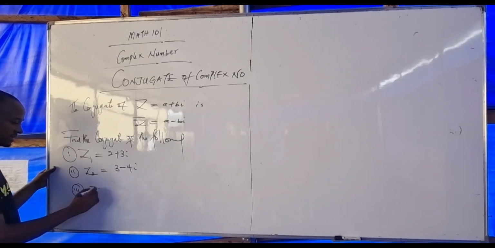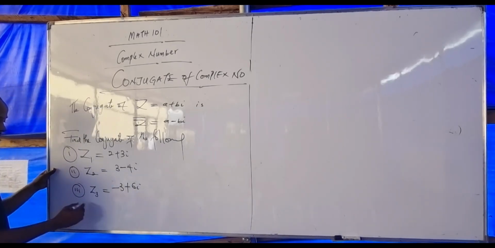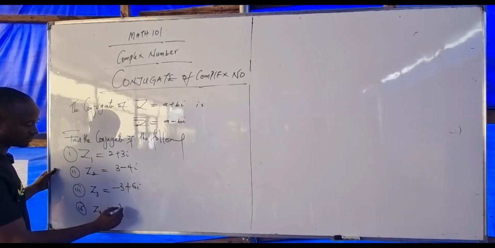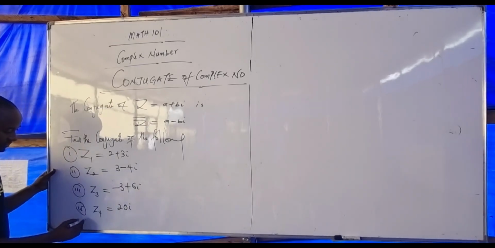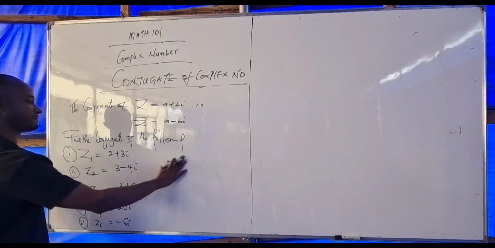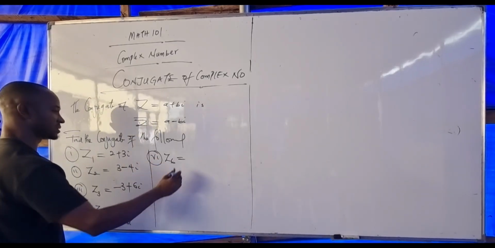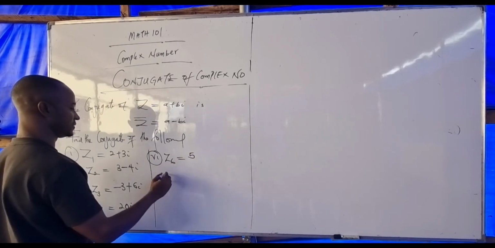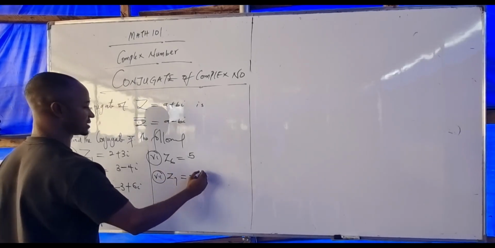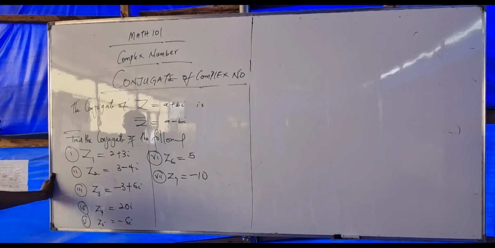Number 3, Z3 equals minus 3 plus 6i. Z4 equals 20i. Z5 equals minus 6i. Alright. Number 6, Z6 equals 5. Number 7, Z7 equals minus 10. Alright.